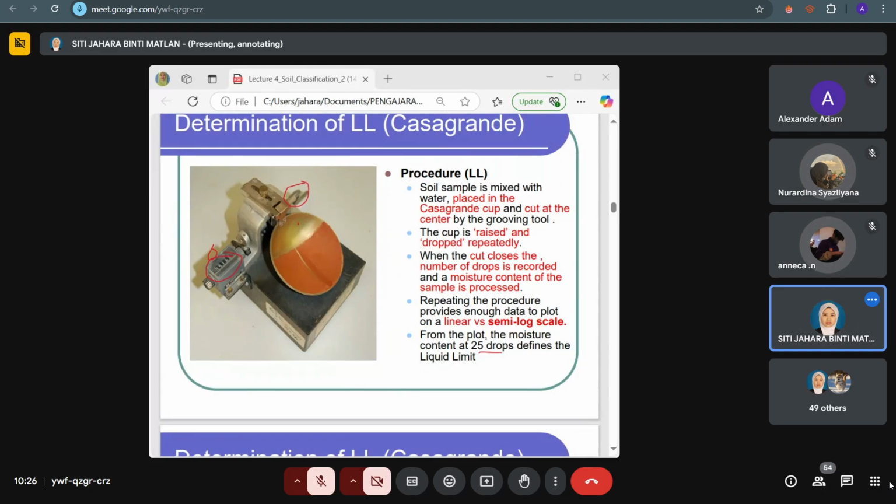So kita pergilah. First one is we go through how we determine the liquid limit using Casagrande apparatus. This is the procedure to determine the LL in the lab. There are 2 methods actually. The first one is the Casagrande apparatus, ataupun Casagrande method. Saya bagi brief lah on the procedure. A soil sample is mixed with water and placed in the brass cup, as you can see in the left figure. Itu adalah Casagrande apparatus.